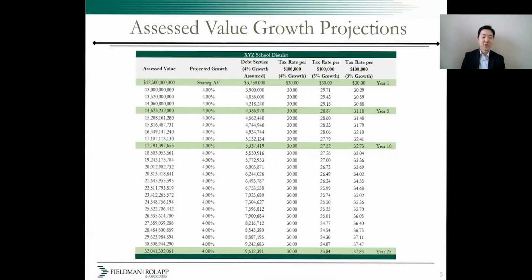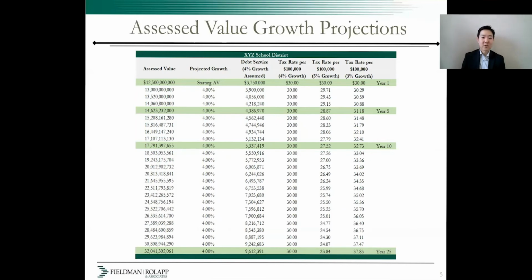Slide 5 helps to compare 3 different scenarios of how ad valorem tax rates can fluctuate based on future assessed value changes. On the far left, we show XYZ district with an assessed value in year 1 at $12.5 billion. Prior to issuing bonds, the district projects its future assessed value growth to be consistent at 4% starting year 2 and every year thereafter. So accordingly, at the time of bond sale, the district will structure its debt service to increase by 4% annually as well. In the fourth column titled Tax Rate per 100,000, 4% growth, each year's tax rate through year 25 is maintained at the $30 rate as AV growth exactly matches the growth of the debt service.